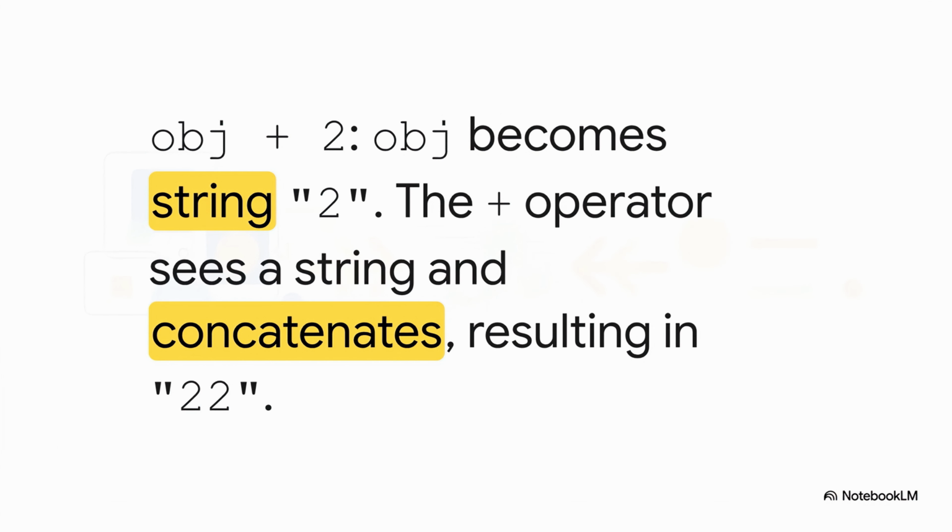Okay, now let's swap that multiplication sign for a plus sign. Stage 1 is exactly the same. Our object becomes the string 2. But the plus operator, it's special. The second it sees a string involved in the operation, its whole personality flips from addition to concatenation. So it just joins the string 2 with the number 2, and that gives us the final string 22.